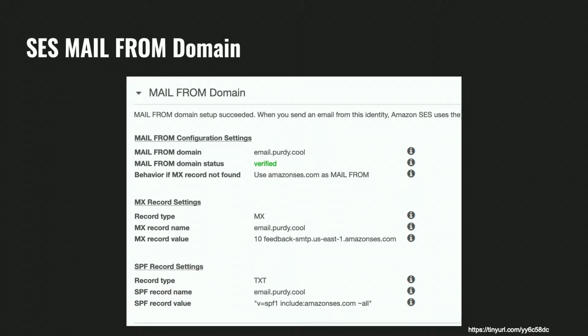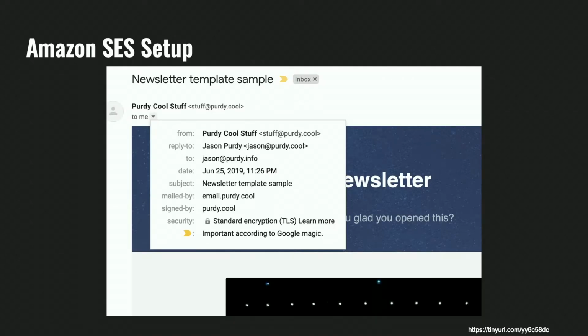So you just pick a random subdomain that you're not using. This is just a boutique URL that I created, Purdy.cool, because it's pretty cool. I picked a subdomain, email.purdy.cool. When you do that, they're going to give you MX records and SPF records to set up. And once you do, this is an example of a screenshot from Gmail when I'm sending it through Amazon and the user receives it.